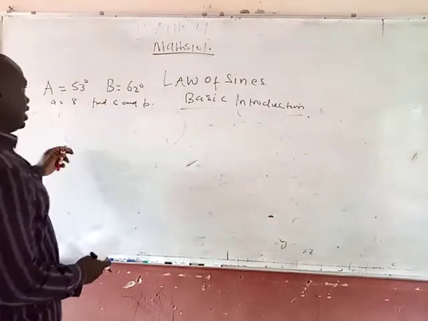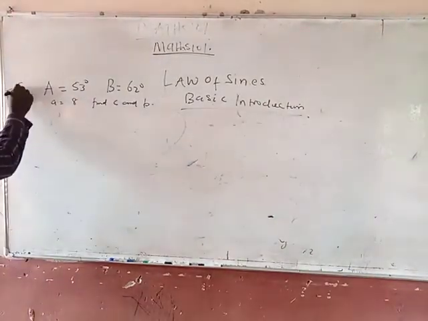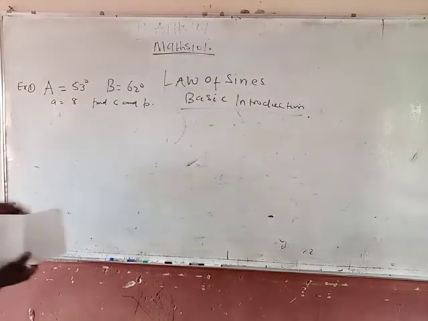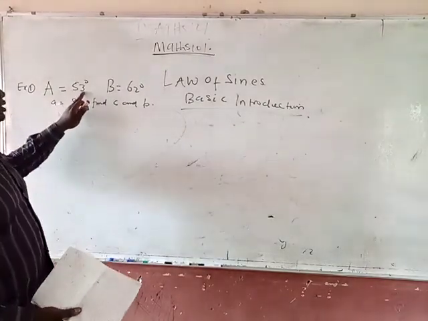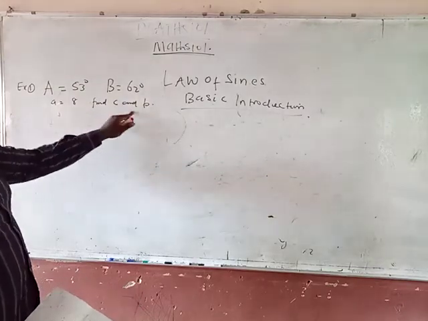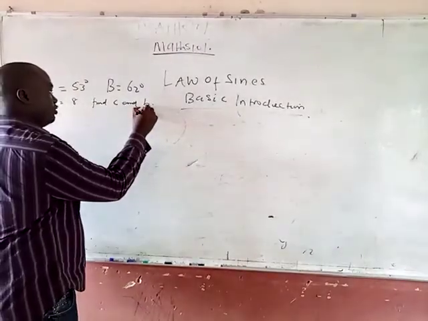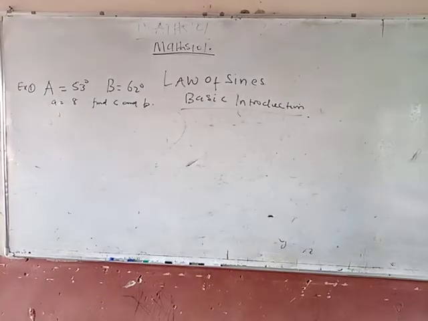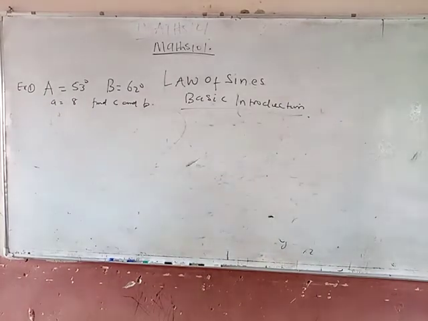Let's go. Example number 1: if angle A is 53 degrees, angle B is 62 degrees, and side a is equal to 8, find C and b. And we are going to use the sine rule to solve it. The first thing is for you to what?